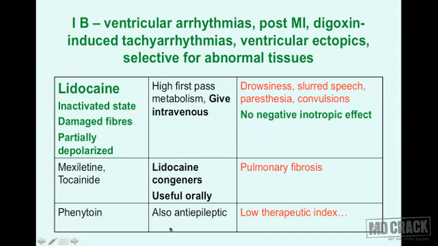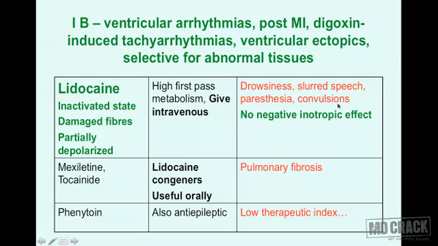Lidocaine has high first pass metabolism. You can't give it by oral route. You have to give it by the intravenous route. And the most important advantage of lidocaine is it doesn't have much negative inotropic effect. So it doesn't have the myocardial suppression effect. So lidocaine is considered the least cardiotoxic of the antiarrhythmic agents. If you give it in large doses, it can produce drowsiness, slurred speech, paresthesia, and convulsions.